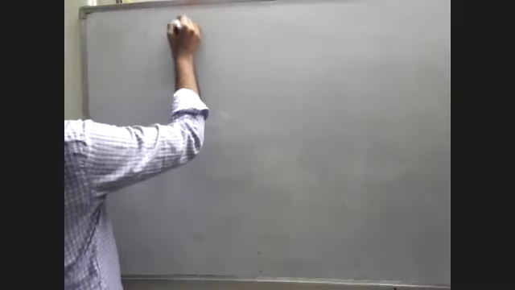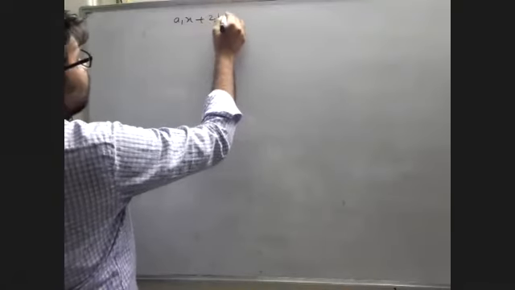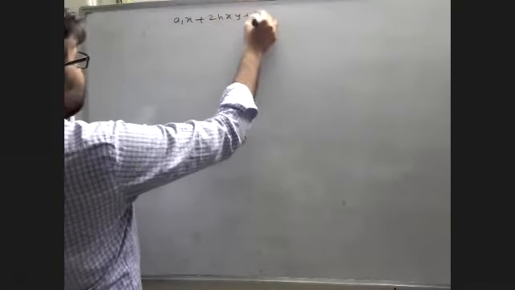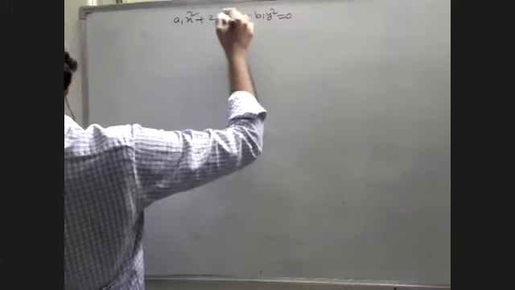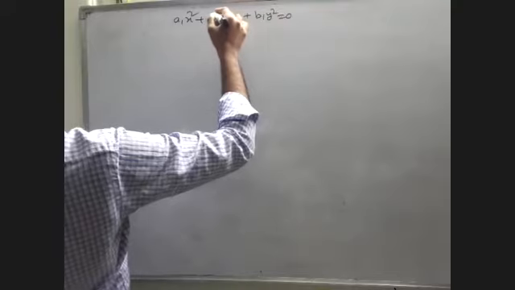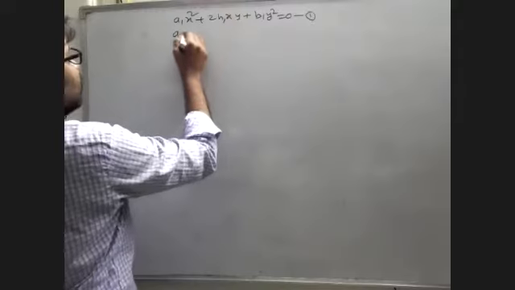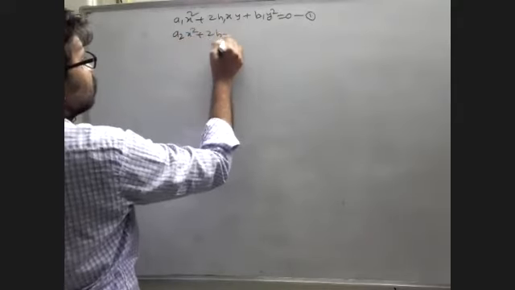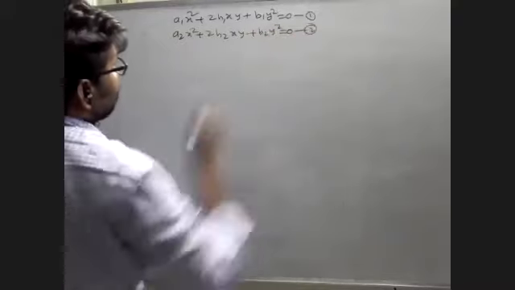So first, if the pair of lines, so please listen carefully when I am reading: a1x square plus 2h1xy plus b1y square is equal to 0. This is one pair of lines. a2x square plus 2h2xy plus b2y square equal to 0. These two are the pairs of lines.